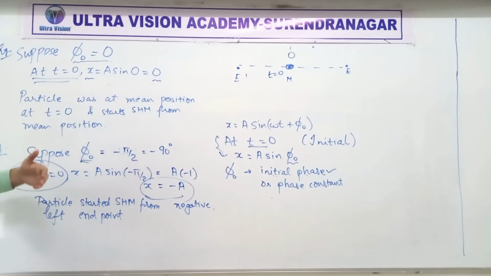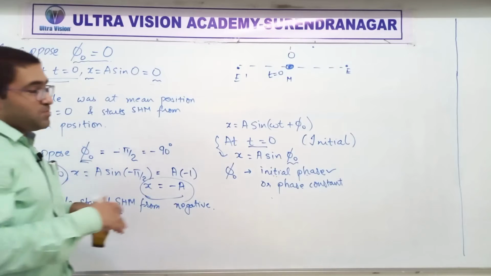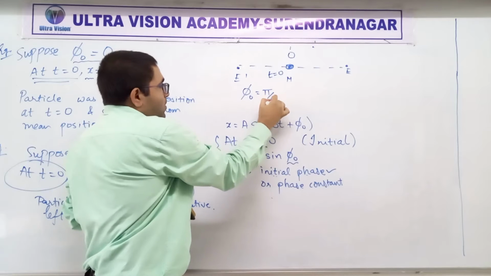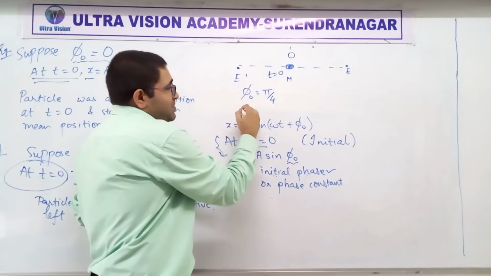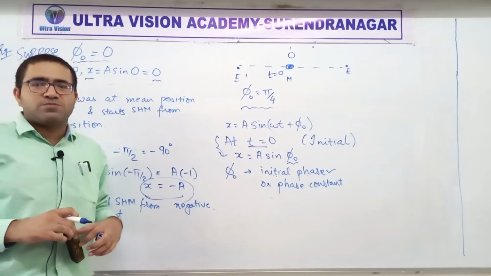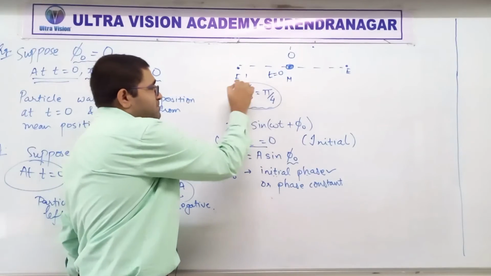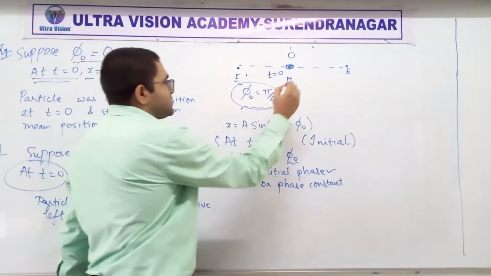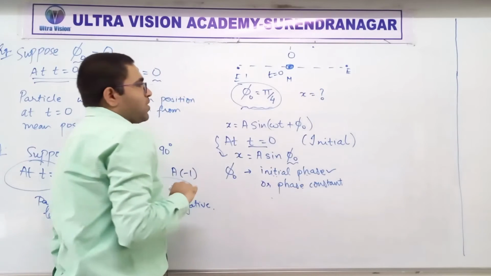Of course you can think of more examples, like for example, what would happen if you put phi 0 equal to pi by 4, let's say. Where would it start? Can you tell me, if phi 0 is pi by 4, from which point the SHM would be starting? Can you give me the value of x exactly? If phi 0 is pi by 4, at which point will it start from initially?